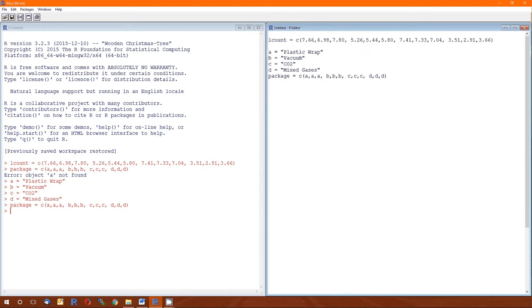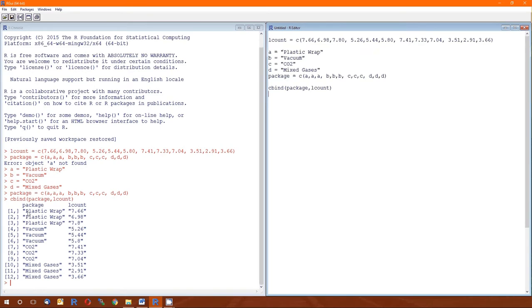No errors. Now to make sure I've got everything lined up correctly, I can use a cbind function. What the cbind function does is it binds two or more variables in terms of columns. The c is for column. So I can look at package and L count and get this as an output. Notice 12 is the number of data points. So first plastic wrap 7.66, second is 6.98, third is 7.80. Check through all your data. Always make sure the data that's in there is correct. Biggest source of error is not having the data in there correctly.